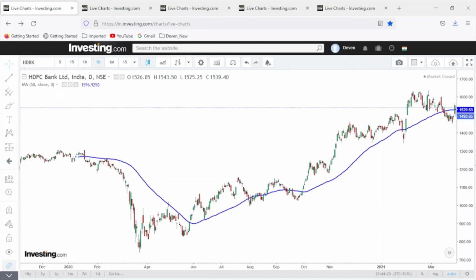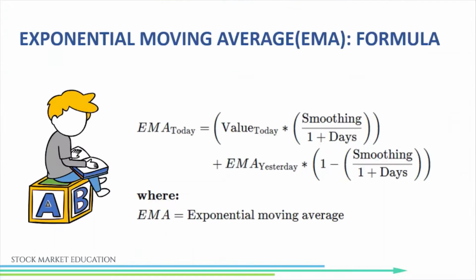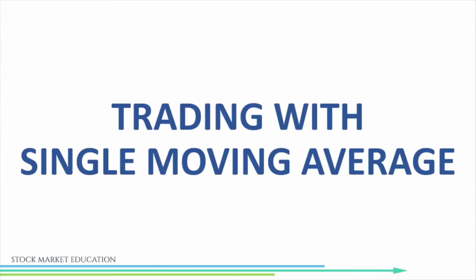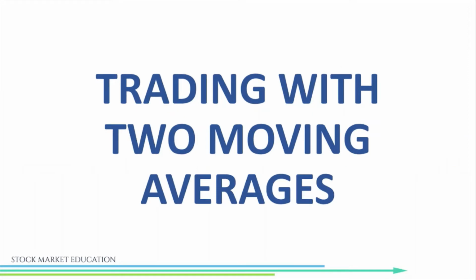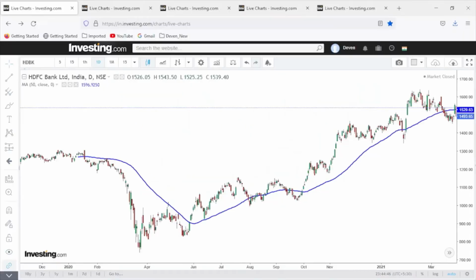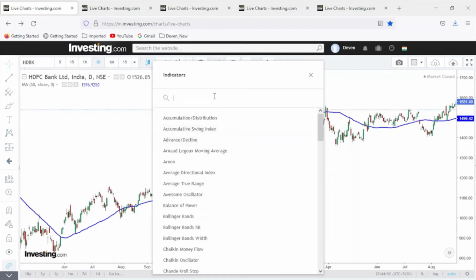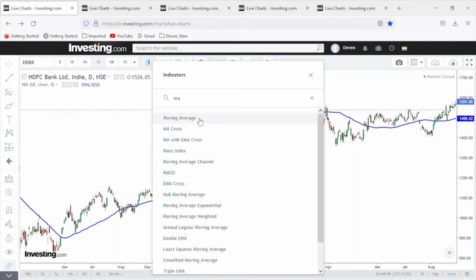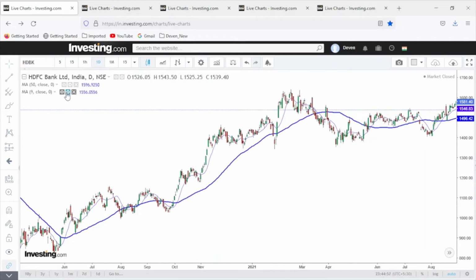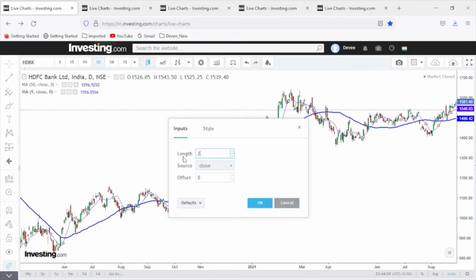Now what we'll do is, we have seen the single moving average now. Now we will add one more moving average, and we will see how we can use two moving averages to take trades and take our trading decisions. Now along with 50, let me add one more moving average. I'm adding the 20 moving average.